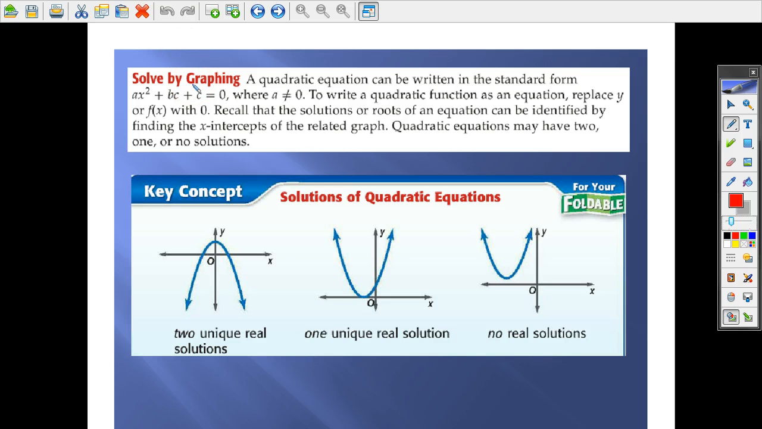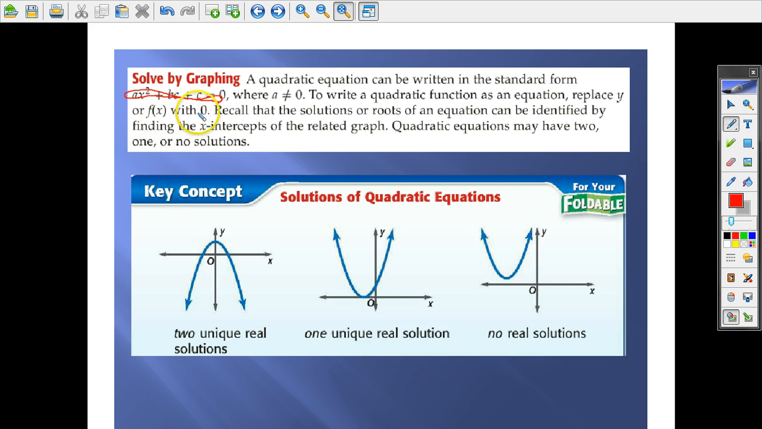To solve by graphing, a quadratic equation can be written in the standard form ax squared plus bx plus c equals 0, where a is not 0. To write a quadratic function as an equation, replace y, or function of x, f of x, with 0. Recall that the solutions or roots of an equation can be identified by finding the x-intercepts of the related graph. A quadratic equation may have 2, 1, or no solutions. So when you have a graph, you put it in this form where it equals 0, solve for x, and that's what we're doing, just solving for x.